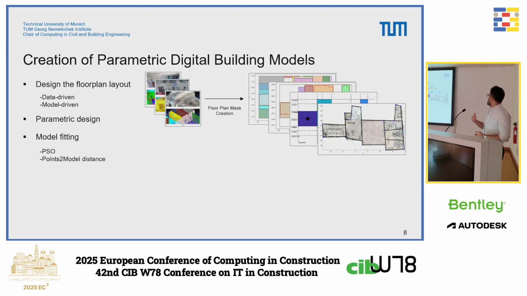But as you can see here in the figure, most of the methods usually use a local model fitting. That means that they use traditional methods like RANSAC plane fitting or least squares model fitting to find the local position of the wall and then insert them to create the 2D floor plan mask, and this model can be extruded into 3D.